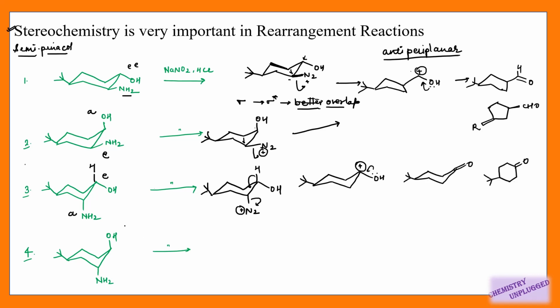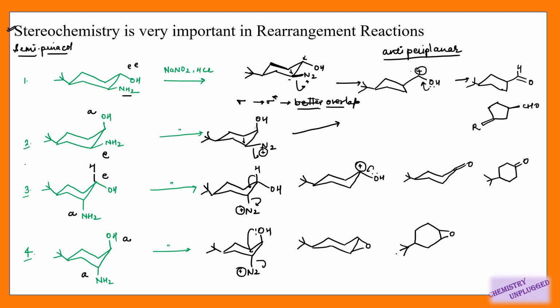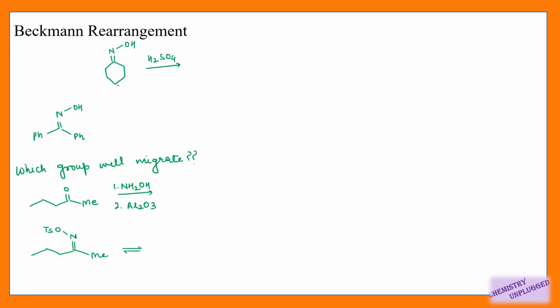In the next example, we again have this NH2 axially placed and this OH axially placed. These two groups are anti-periplanar to each other. After formation of the diazonium salt, we will get N2 here. Now this oxygen, having a lone pair of electrons, can stabilize this carbon and it will form an epoxide here. So we have this molecule. It is very important that the leaving group and the migrating group should be anti-periplanar to each other.